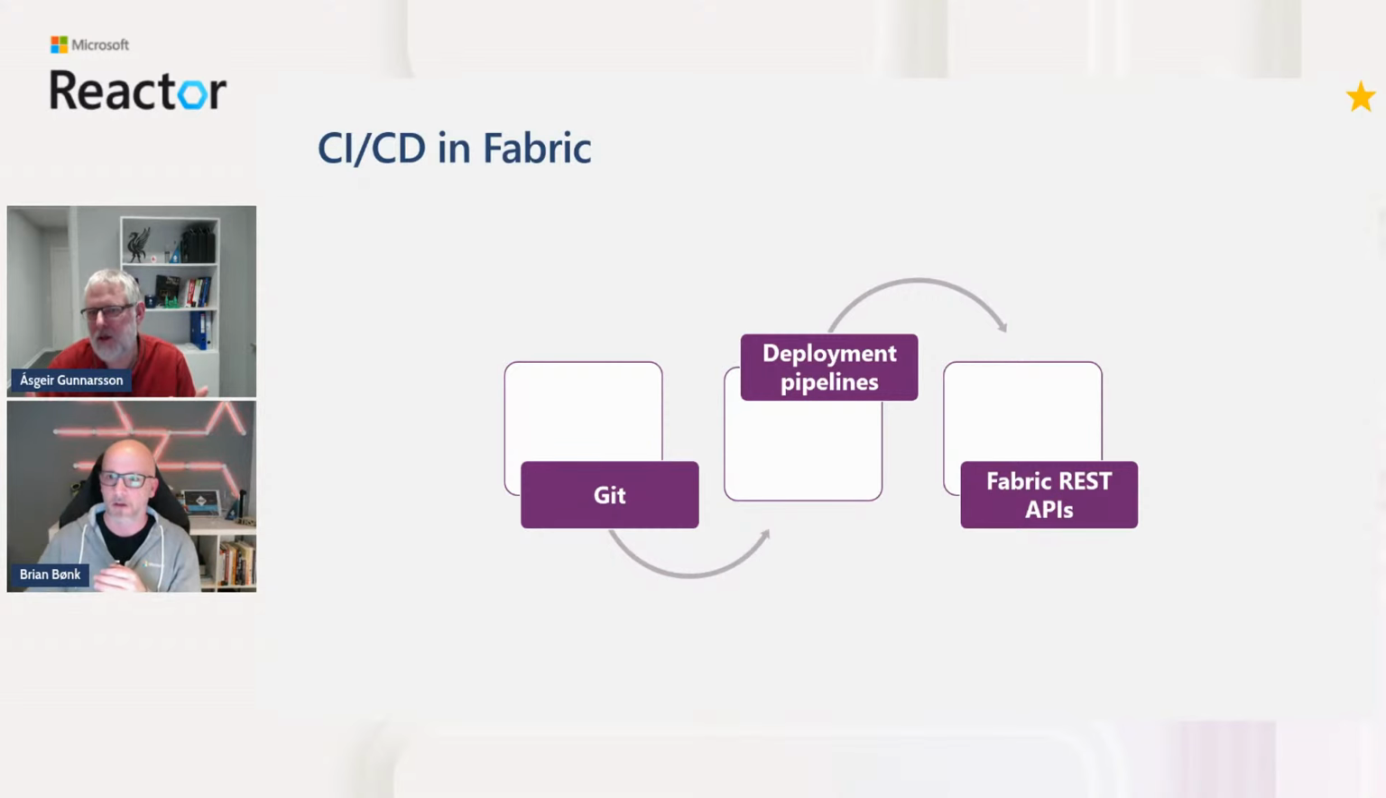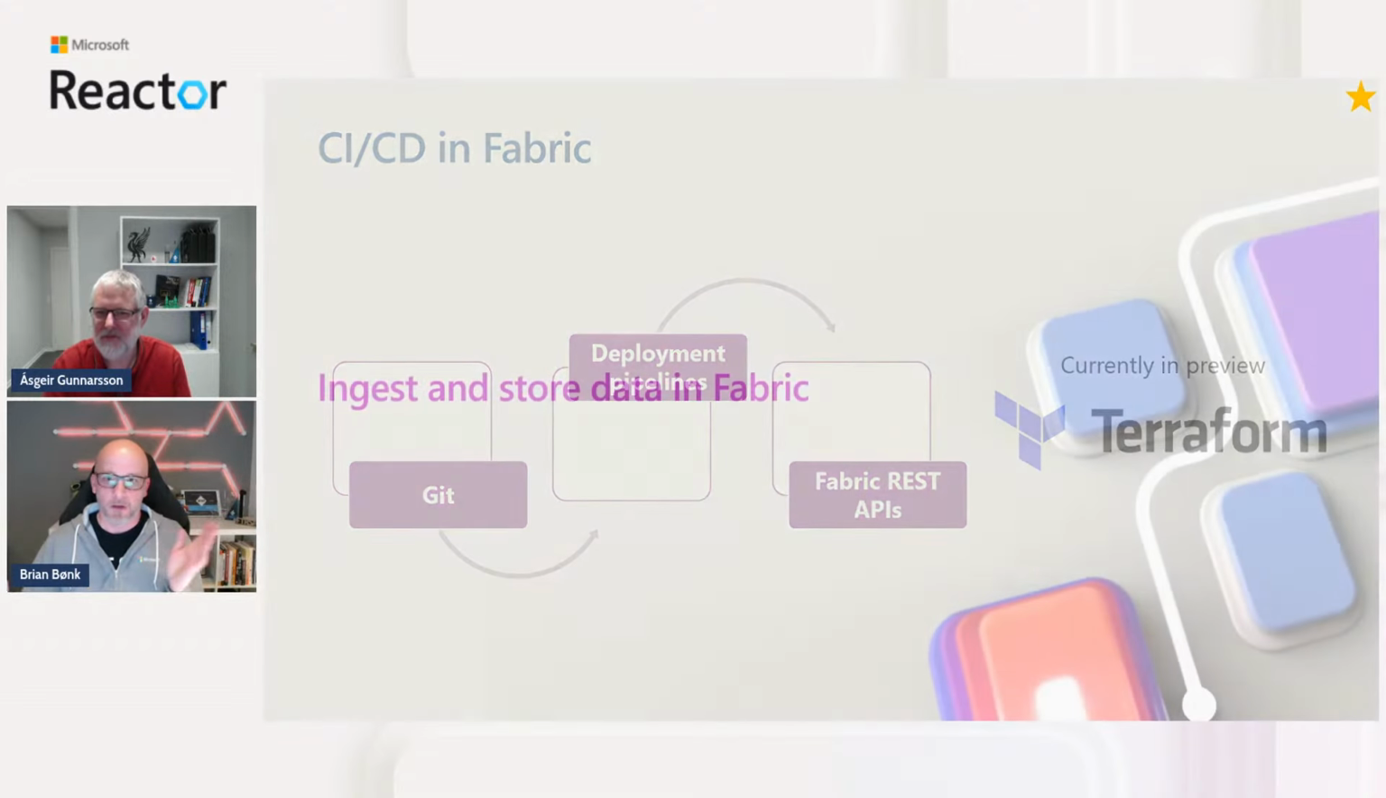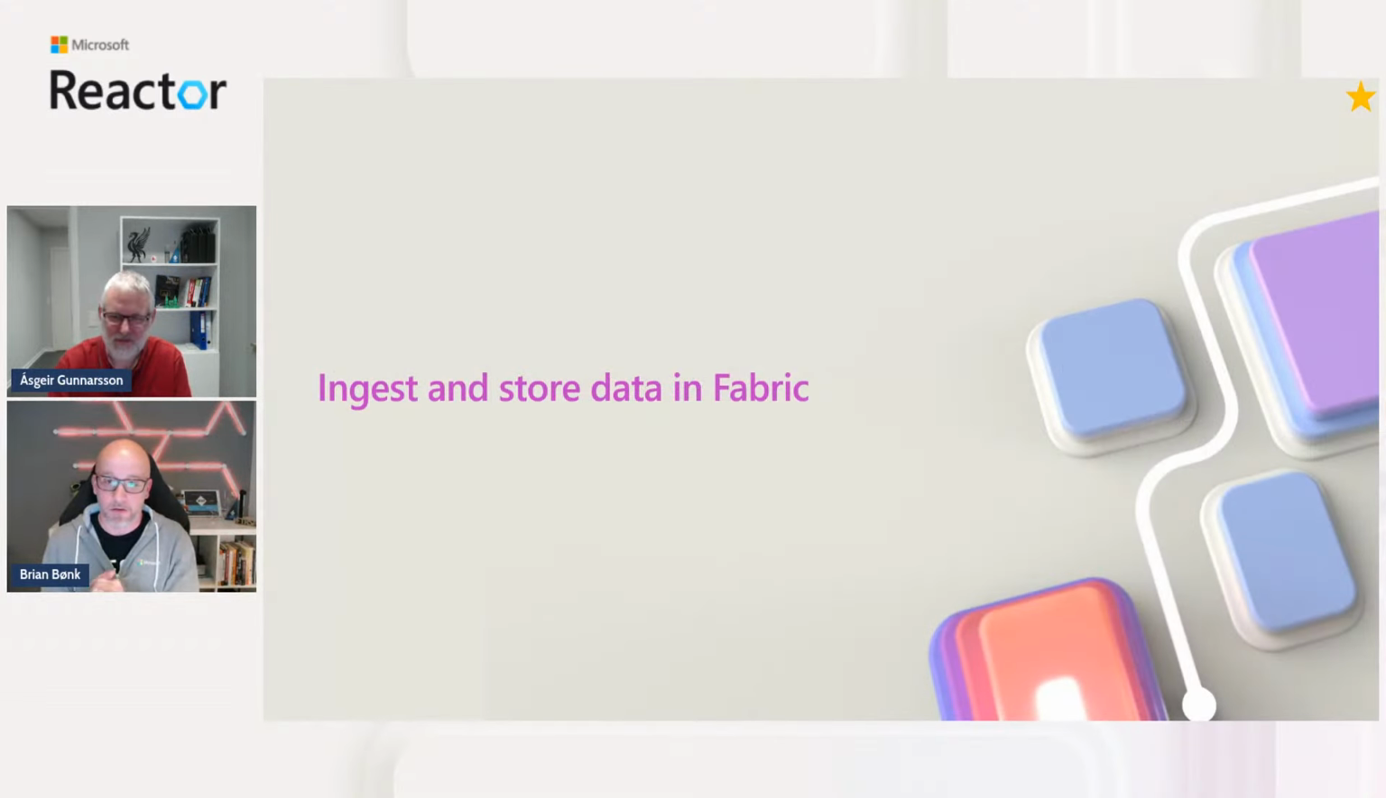Yeah. So basically, for CI/CD you have two components. You have the storage where you put all the source control, and then you have the actual deployment of it, where you can use deployment pipelines, or you can build your own pipelines in DevOps or GitHub Actions, using the REST APIs. It depends on what kind of way you want to do it. And of course the new kid on the block as well, if you want to go between the environments, is Terraform. That's currently in preview, but it's quite amazing actually. So perfect, that was more or less that rundown.